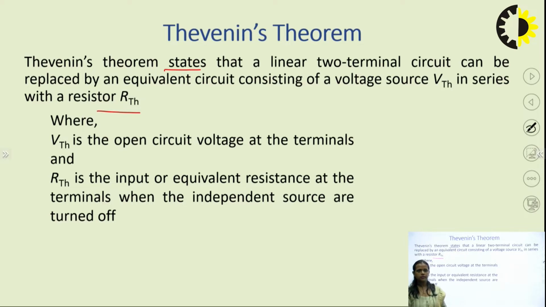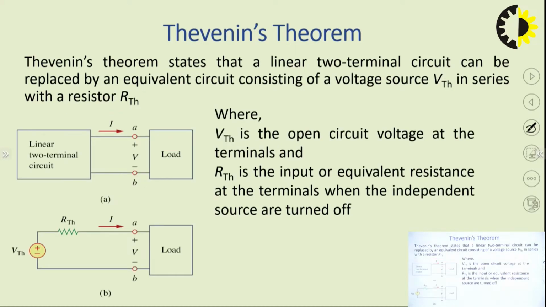We call it the Thevenin voltage, and there will be a resistance in series with it, that is called the Thevenin resistance. So here we can see VTH is the open circuit voltage at the terminals and RTH is the input or equivalent resistance at the terminals when the independent sources are turned off. So this circuit is replaced by the Thevenin equivalent. There is a VTH and RTH, and then the load, we can connect this load here, right? So we have converted this circuit into the Thevenin equivalent circuit.